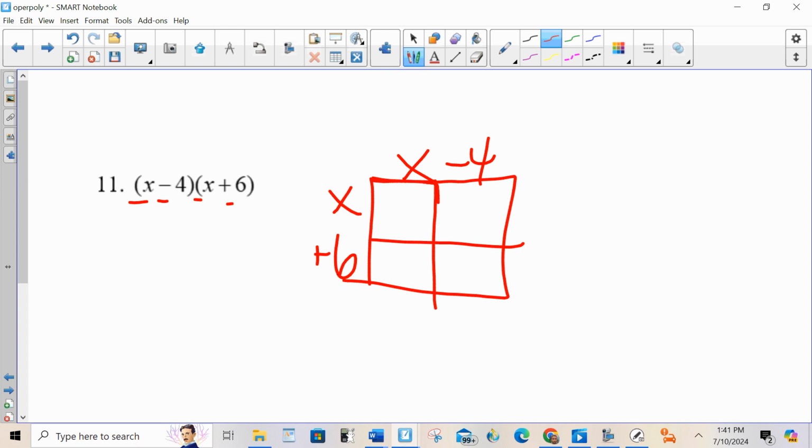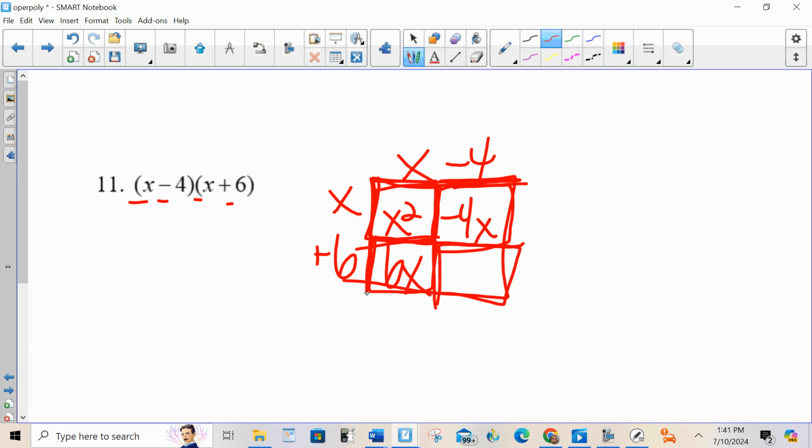So this cell right here would be x times x, which is x squared. This cell right here is negative 4 times x, which is negative 4x. This cell is positive 6 times x is positive 6x. And this cell is negative 4 times positive 6, which is negative 24.